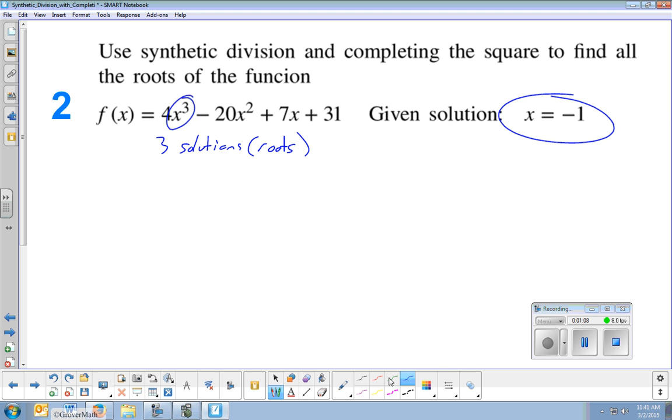know the other 2. The way we're going to do that is we're going to start off by using synthetic division to divide -1 out from this polynomial. What that's going to leave us with is, remember, when we take one root out, we're left with an x squared term, a quadratic. And from there, we're going to use completing the square from the previous chapter to find the other 2 remaining roots. So there's actually nothing new in this video you haven't yet done. It's just kind of putting 2 topics together.